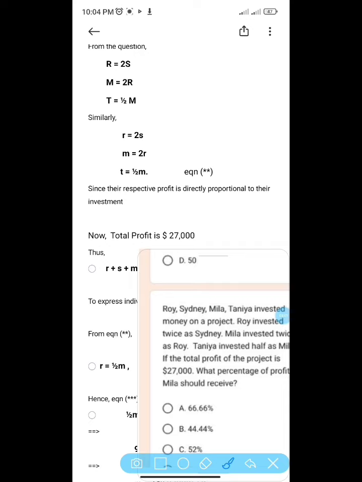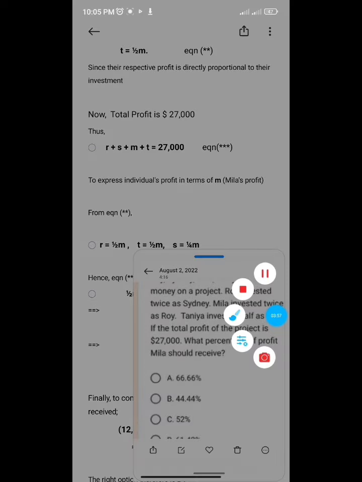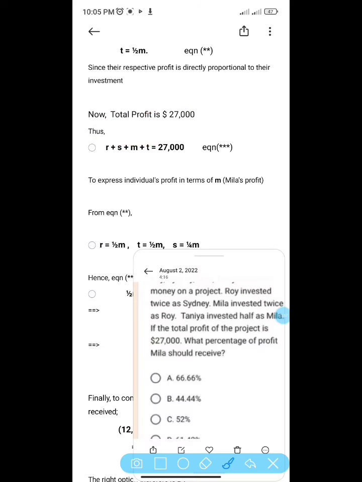Why? Since their respective profit is directly proportional to their investment. Of course, you know how investment works. It's the money you put in, that means the percentage of the investment you have there is the percentage of the profit you're going to have. So this relationship that we establish with their investment actually holds for their profit too. That being said, now total profit is $27. Do you see that? And thus that means individual profit sum up to that $27. Roy's profit, Sydney's profit, Mila's profit, and Taniya's profit, they sum up to this. Upon saying that, we now express individual profit in terms of M.